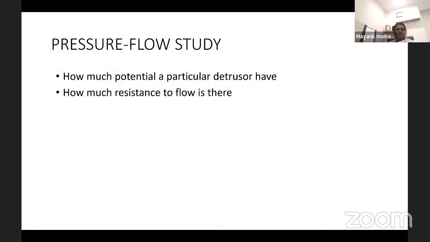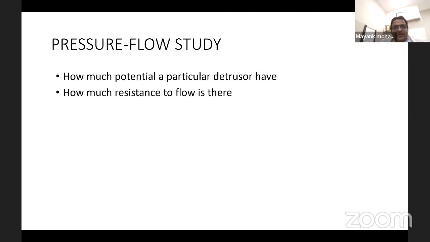Now, coming to the pressure flow study. There are two aims of a pressure flow study, and that's it. One is how much potential a particular detrusor has, like how much contraction a detrusor can do, whether there is an obstruction or not. Number two, you want to know how much resistance there is to the flow. You understand? So these are the only two aims. Is the bladder functioning properly?